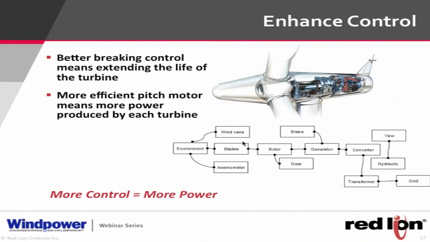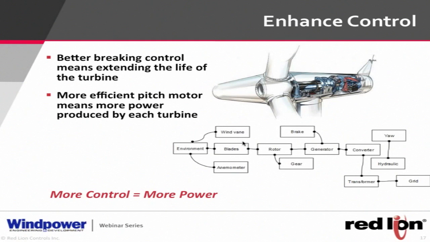So, enhanced control. We can get better braking now, which means that we're going to extend the life of the turbine. A lot of these turbines had some issues that may have not worked out the way the installer had hoped, and a lot of that is because the braking didn't work exactly like it should. The control mechanism didn't work just like it should. So as we retrofit these turbines, we're able to put better controls and better devices out there to do that.